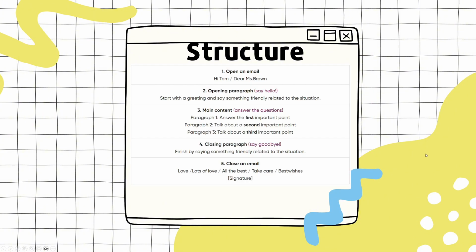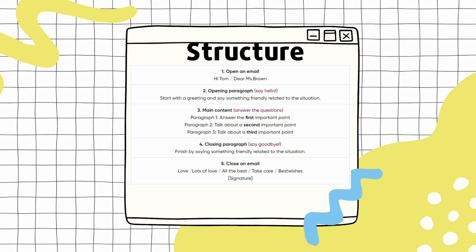Now, let's look at the structure of an email. How do you write an email? Okay. So first off, we have open an email, meaning how do you open an email? What do you write? Okay. You start with the greetings, salutations, those things. Okay. And then we have the opening paragraph. You say hello there. You start with a greeting and say something friendly related to the situation. You are not going into your main reason for writing the email. You are just giving a beginning, just introducing something.